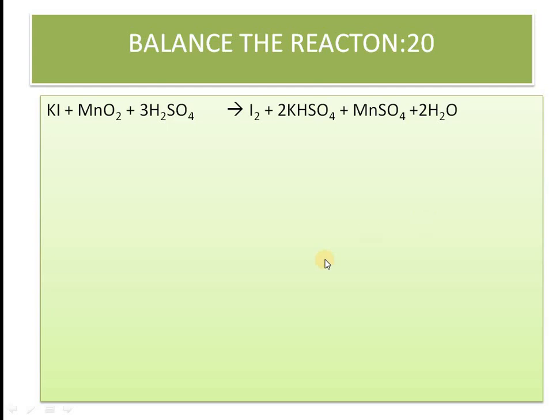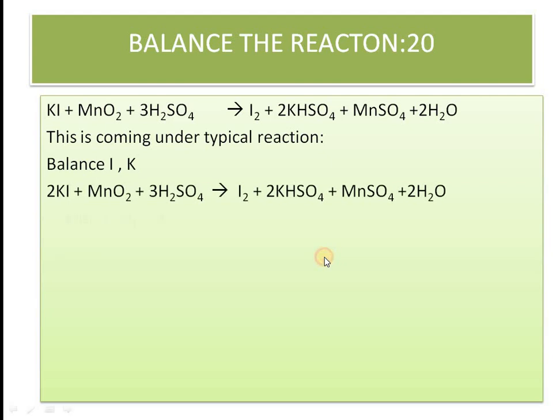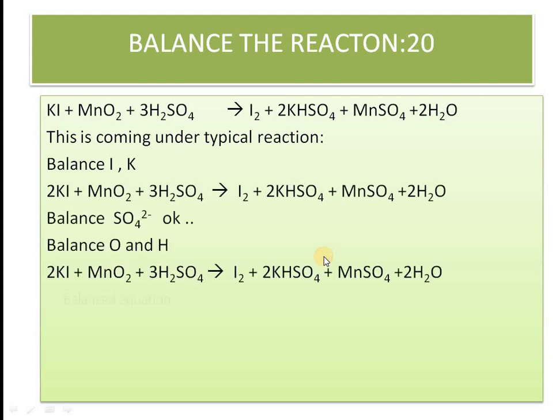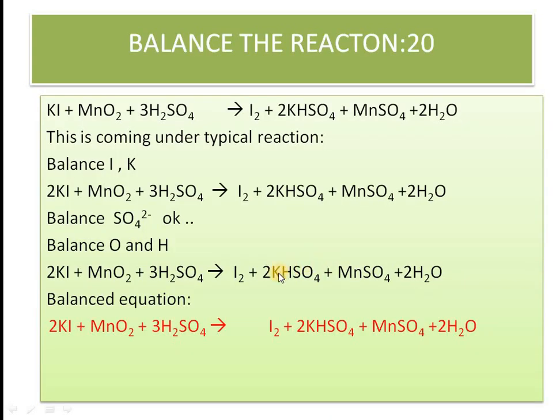This is the last reaction. First we have to balance K, then I, then Mn, and hopefully sulfate. You can try yourself also, as every equation is given. So this is the balanced chemical equation, KI, MnO2, H2SO4.